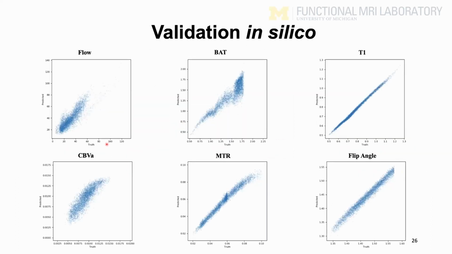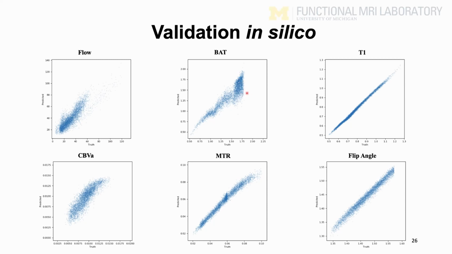The same plots here, plotting the truth versus the predictions, they were pretty faithful. They were very good about getting T1s and flip angles and magnetization transfer rates. But with the blood flow parameters, you see that there's a little bit more scatter. And with the bolus arrival times, as the bolus arrival time gets bigger, so does the error.